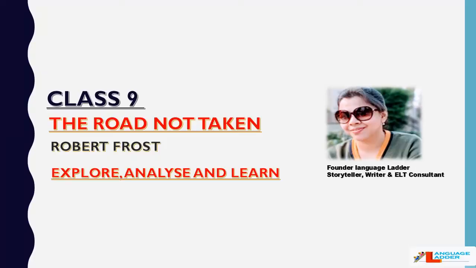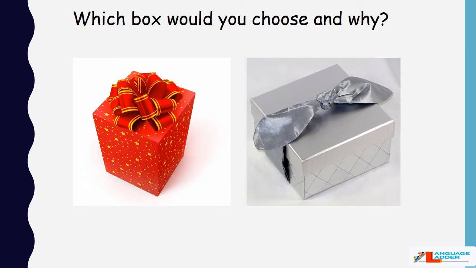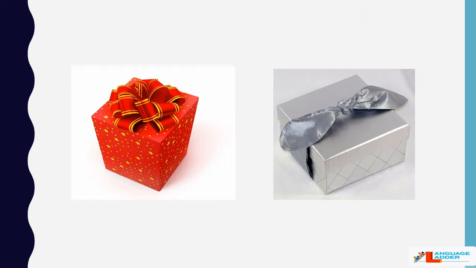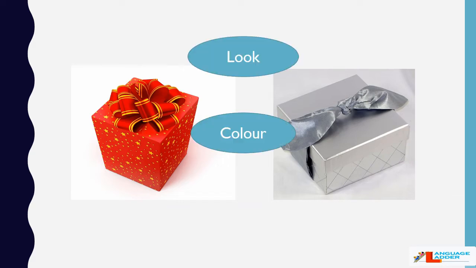Before we begin with the analysis of the poem, here is a small question for you. Imagine you had to choose between these two boxes. Which box would you choose and why? Pause for a second and think about what made you choose the box out of the two. Well, some of you might have liked the look of it. Some of you might have liked a particular color. And some of you might have guessed what could possibly be in it and then chose a box.